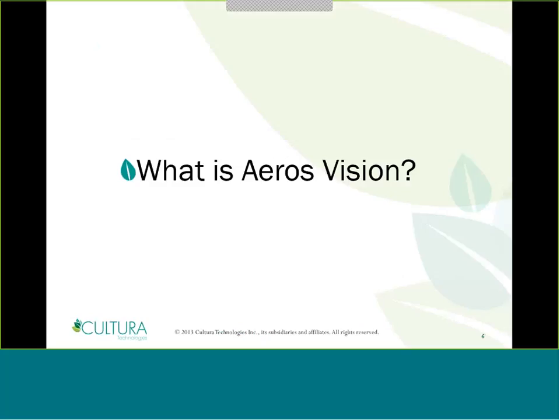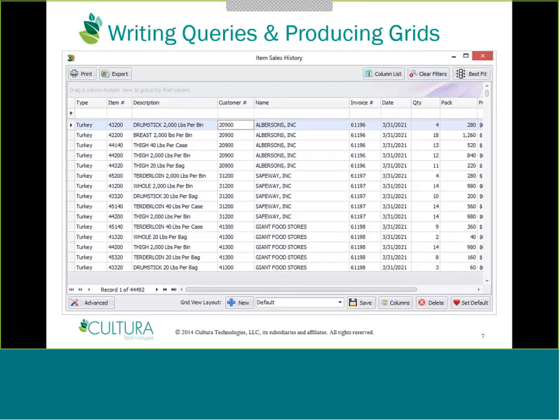So with that said, what is Aeros Vision? Let's dig into the meat of what we're going to be showing over the next several weeks. Aeros Vision is really comprised of several different main functions. One of them is writing queries and producing grids. In this screenshot here, we have an example, and I'll show you this exact one in just a few minutes, the item sales history.